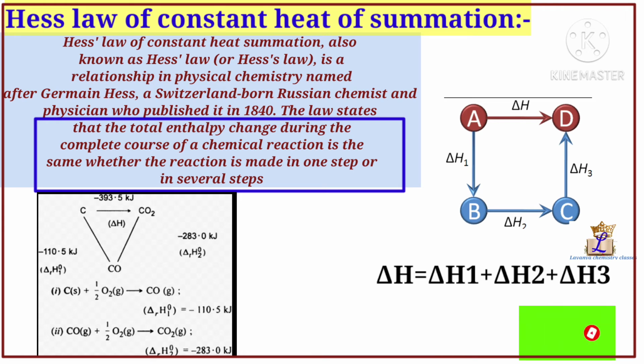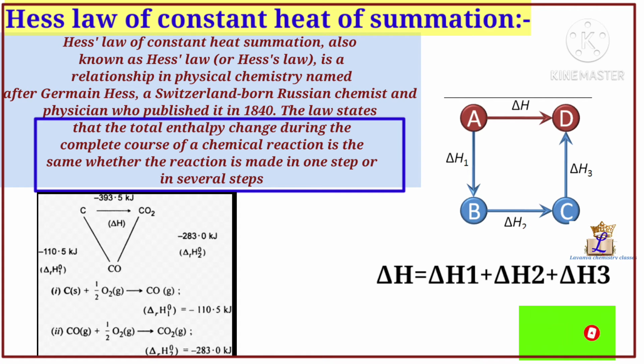For example, CO2 gas is obtained from carbon (graphite) and oxygen gas in two different ways. Look at this example. C to CO2 is the direct step, and C to CO and then CO to CO2 are the different steps. Carbon plus O2 gives CO2. The total heat is minus 393.52 kilojoules.